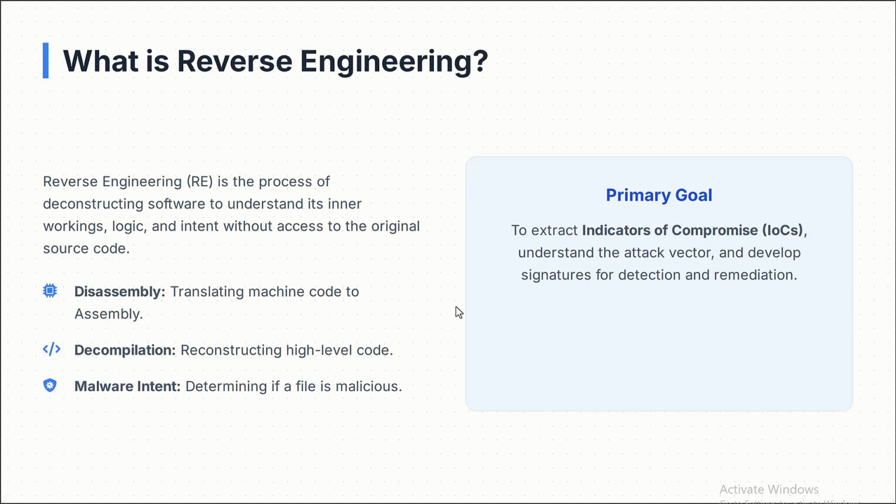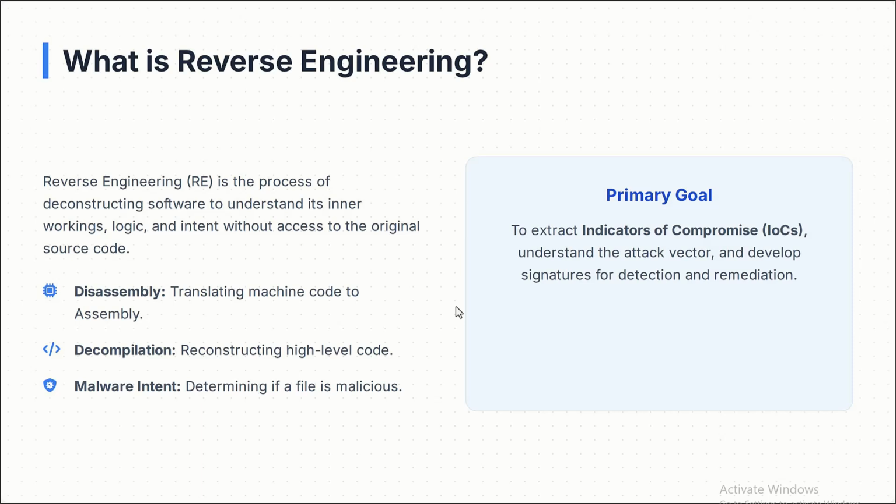In addition, reverse engineering is divided into two main parts. One of them is disassembling, that is translating machine code to human-readable assembly, and also decompilation, reconstructing high-level code. That means when you import the binary file into any kind of reverse engineering software like Binary Ninja, Ghidra, IDA, Cutter, and so on, it will translate the machine code into assembly.